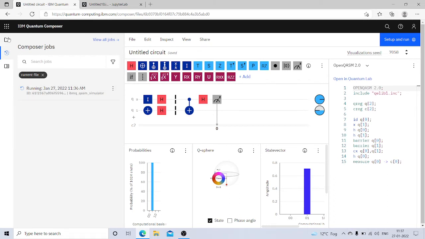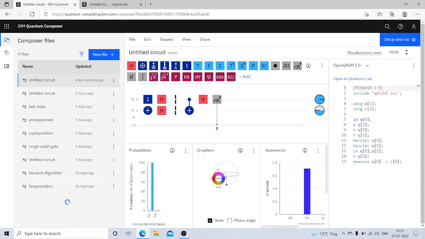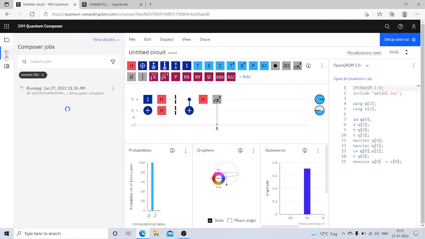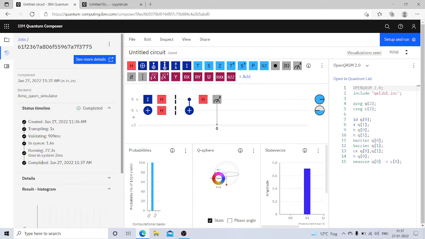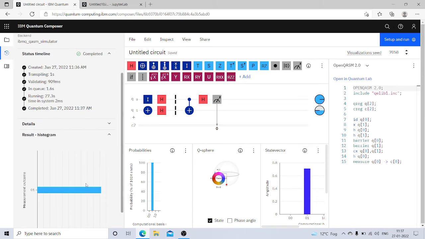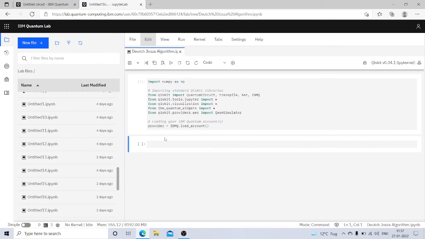Running. Just a few seconds, then it will show the result. Okay, so here is the result: job completed. And this is actually what I want: the 100% probability of having qubit 1 in the state 1. So now let's code it in Qiskit. I've already renamed this notebook Deutsch-Jozsa Algorithm.